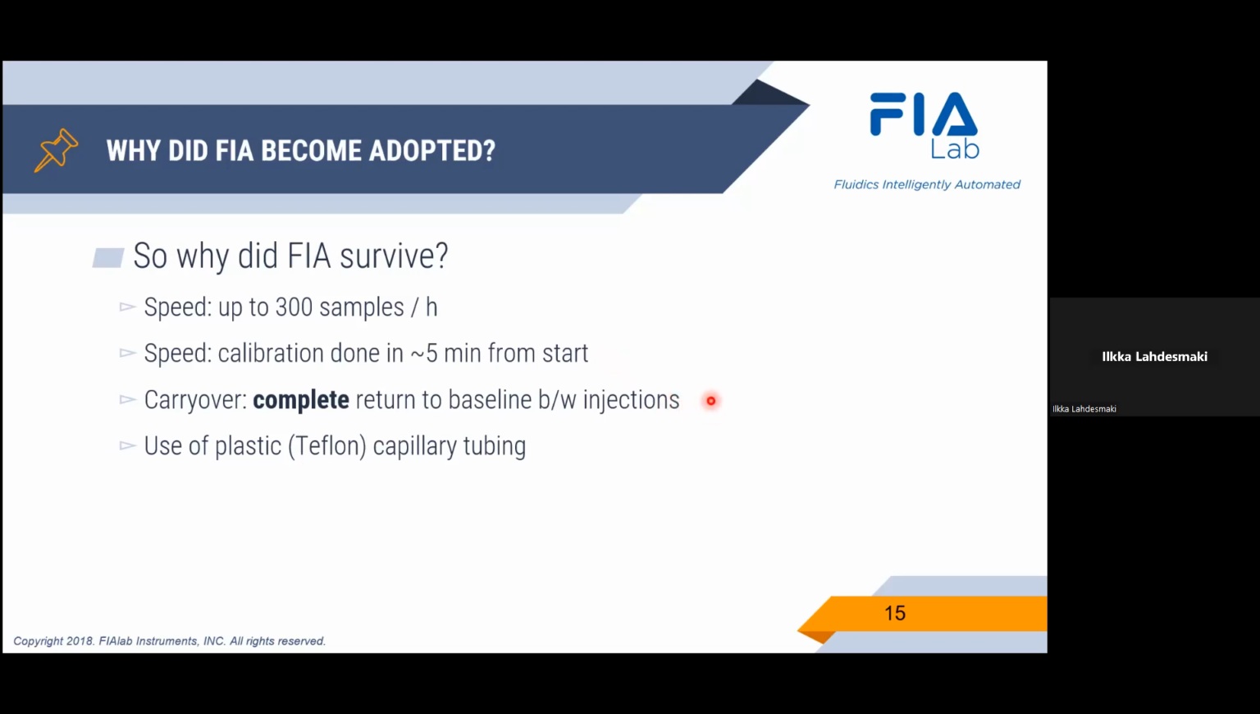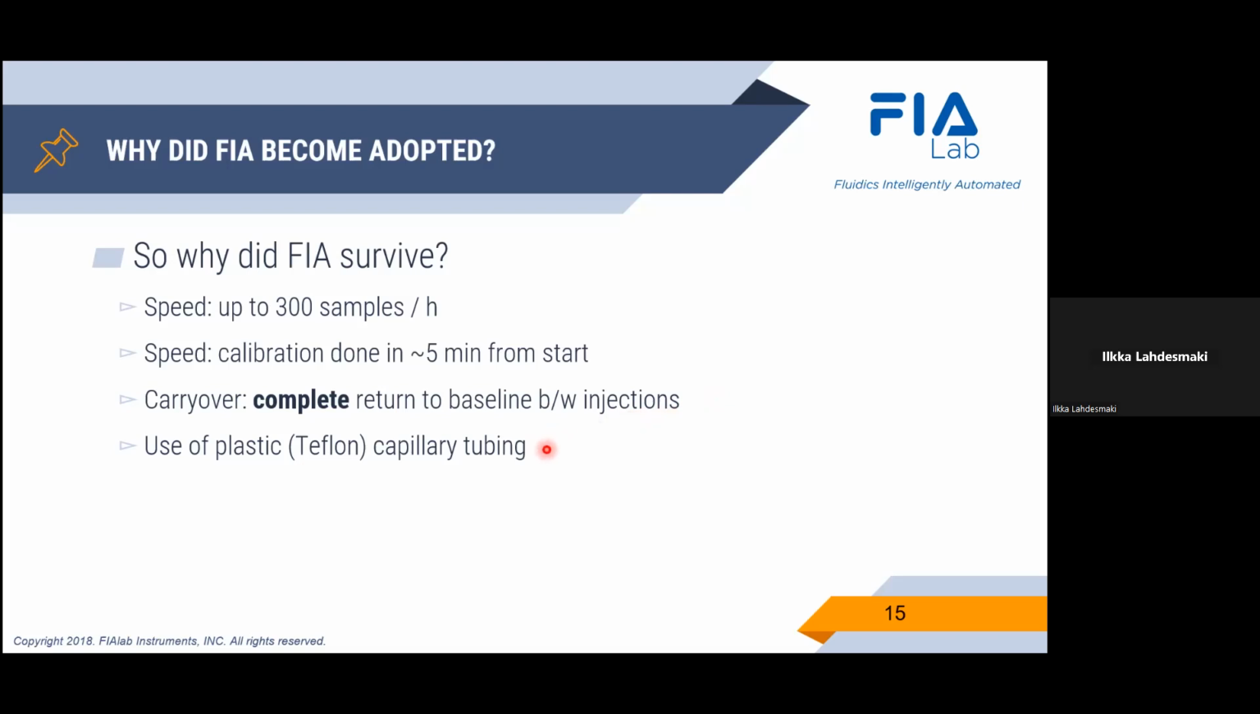A further advantage is the lack of carryover. In FIA, you have complete return to the baseline between measurements, while in SFA, you rarely come all the way to the baseline between peaks. And for that reason, you tend to have a lot of need for reruns, especially in cases where a low-level sample followed a high-level sample. And now the low sample is basically riding on the tail of the high sample, and getting it accurately quantified is not really possible.